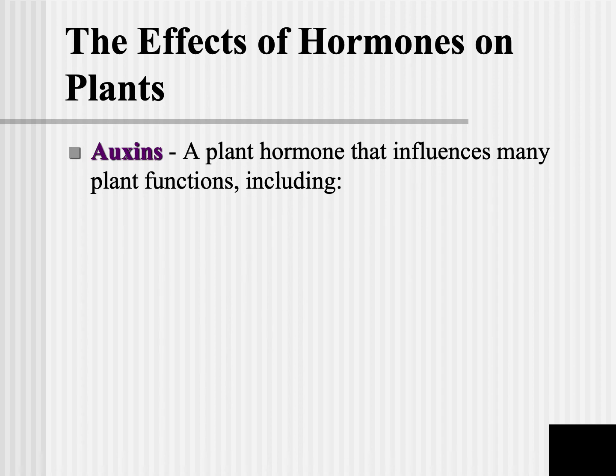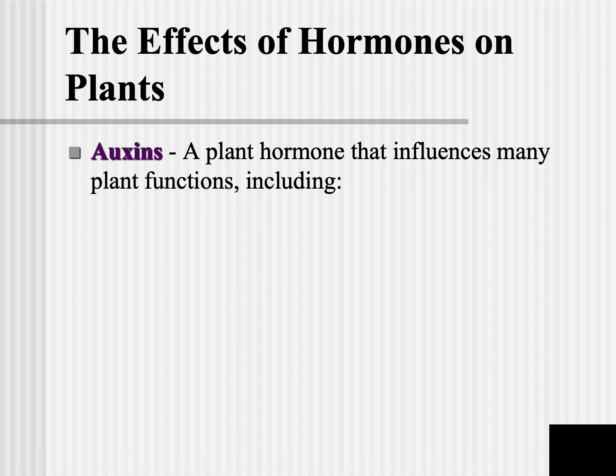The last thing that I want to talk about are hormones that plants have. So I know I mentioned that before, that the roots have hormones in them. And most living things have hormones. And hormones are just chemical messengers, and they tell one cell to do something else. So let's talk about three different hormones that plants have.